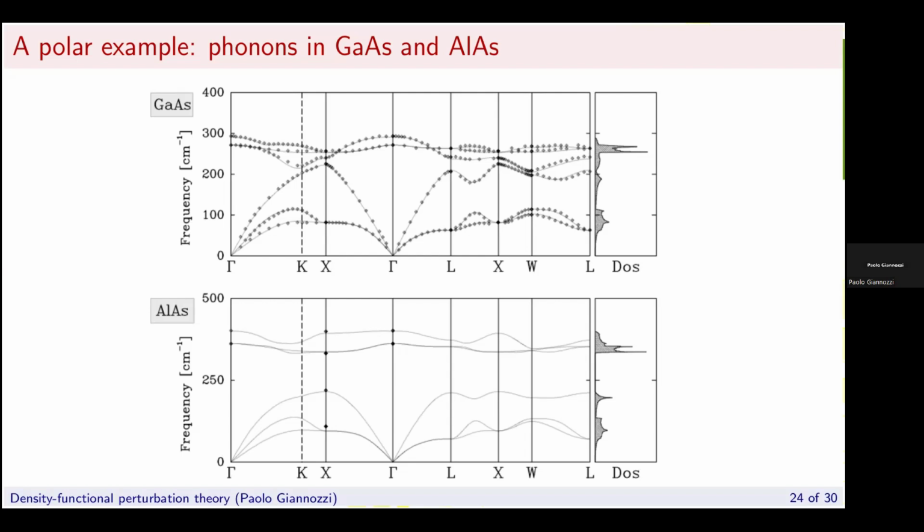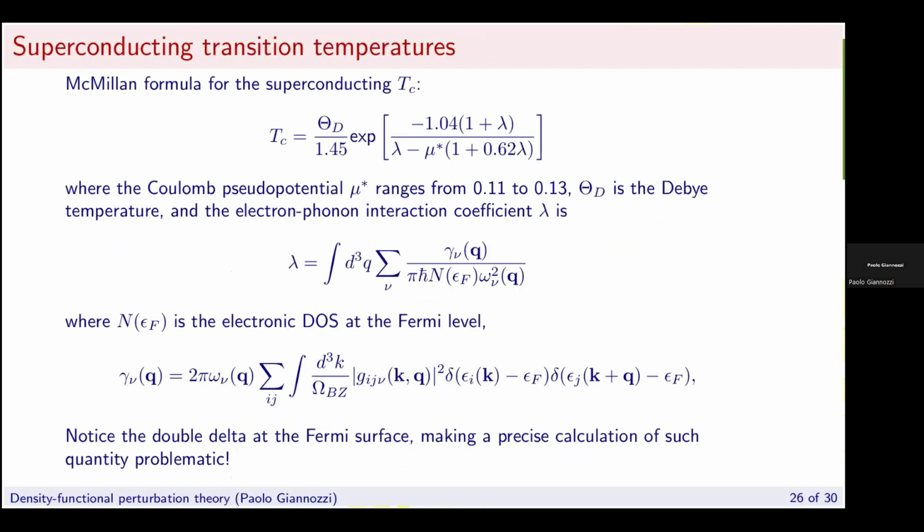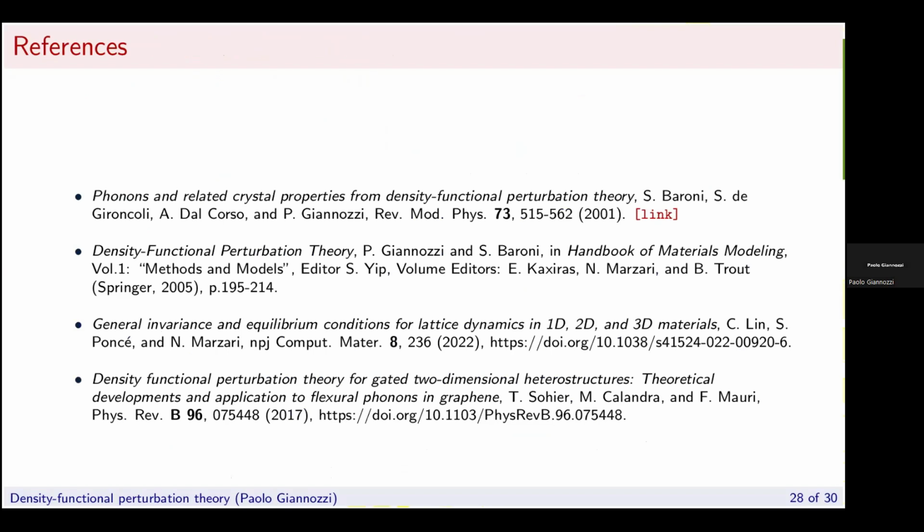Which means it's not a big problem as long as you manage to impose acoustic sum rules explicitly, and then you get again zero frequency, zero acoustic frequencies at zero wave vector. So you just impose explicitly the acoustic sum rule, but there are better and less good ways to impose the acoustic sum rules.